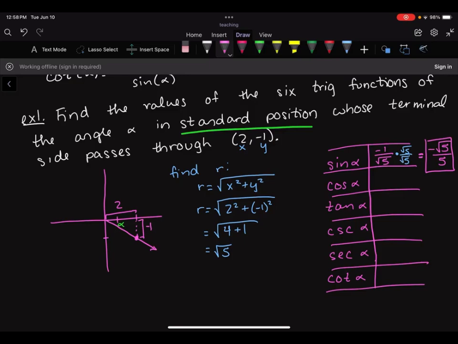Cosine is our x over our r, so that's going to be 2 over root 5. Again, I don't want a radical in the denominator, so if I rationalize this, I'll get 2 root 5 over 5. Tangent is y over x, so that's going to be -1 over 2, or you can think of it as opposite over adjacent.